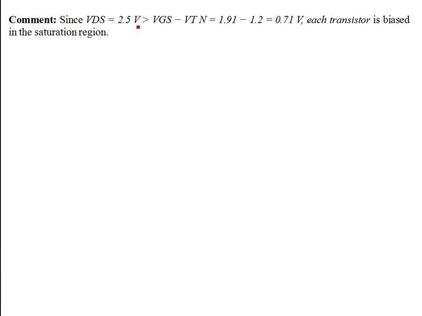So you see, for both MOSFETs over here, for amplification purposes, each transistor is biased in the saturation region, which we have already found out. This was 0.71 volts. So our VDS was 2.5 volts, which is beyond 0.71 volts, meaning each transistor is biased in the saturation region.